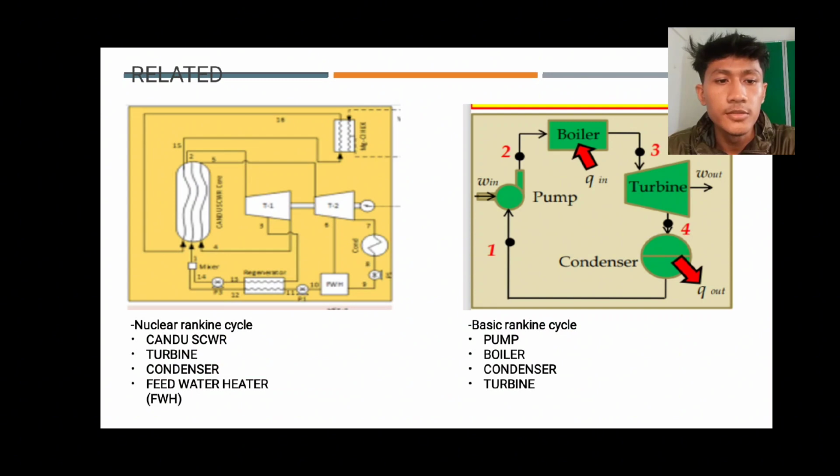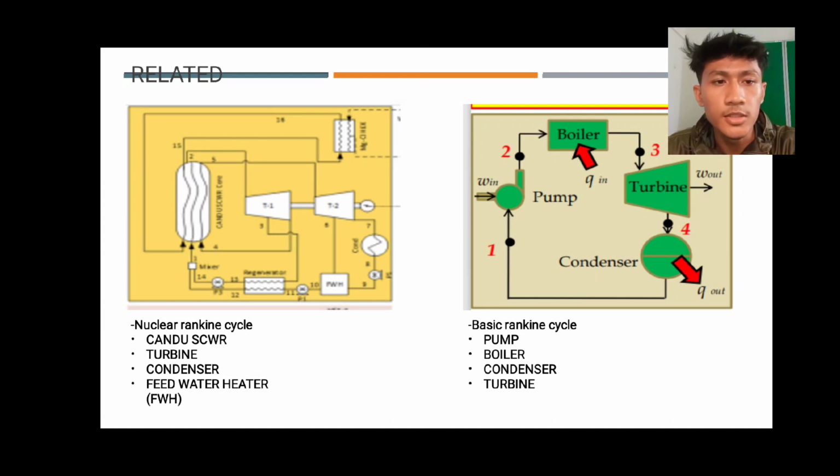This is nuclear Rankine cycle and basic Rankine cycle. Basic Rankine cycle has pump, boiler, condenser and turbine. For the nuclear Rankine cycle has CANDU supercritical water reactor, turbine, condenser and feed water heater. CANDU SCWR is used in nuclear Rankine cycle because it has a boiler, because CANDU SCWR is the main resource heat provider to NGCL.